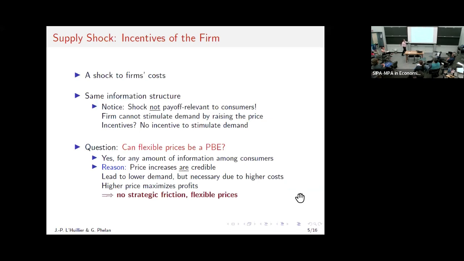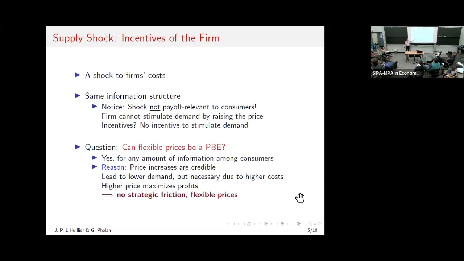So that means because the shock is not payoff relevant now, the firm cannot stimulate demand by raising prices, different from the demand shock, right? And so therefore, what are firm incentives here? The firm simply doesn't have an incentive to stimulate demand because that's not possible. And so if you ask the same question as before, can flexible prices be a perfect Bayesian equilibrium? The answer is yes, for any amount of information among consumers, in fact.